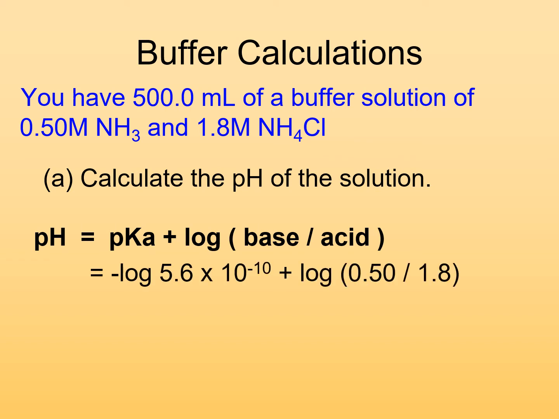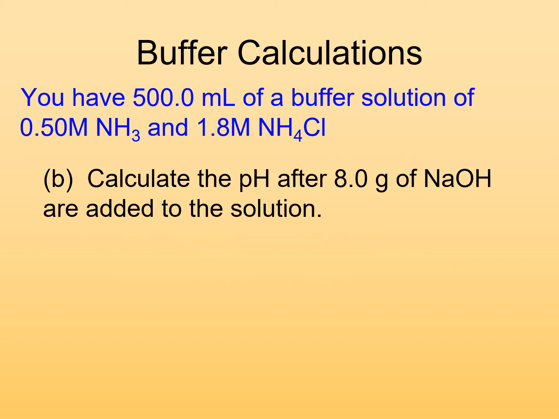You want to plug in that Ka. So we plug in the negative log of Ka, that 5.6 times 10 to the negative 10th, plus the log of our base concentration, the ammonia, over our acid concentration, the ammonium chloride. And that will give you a pH of about 8.70. So this is basic overall.